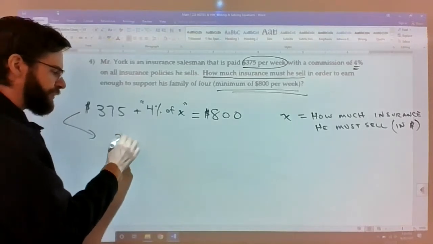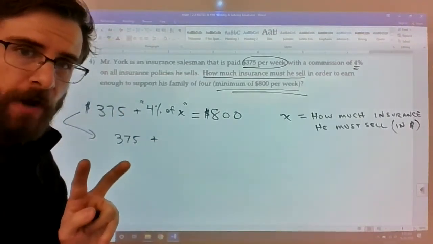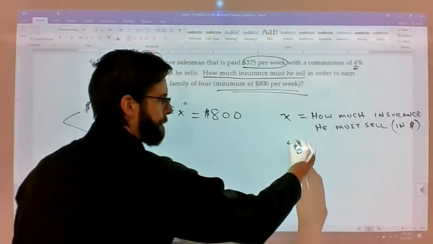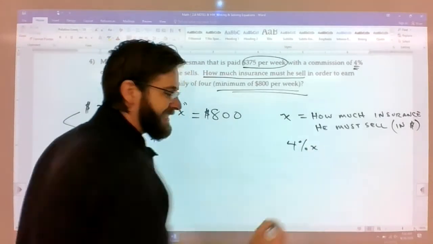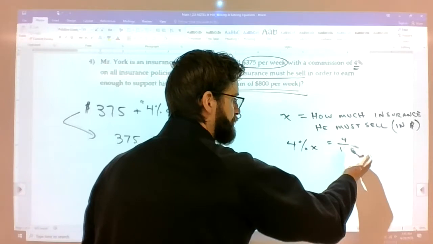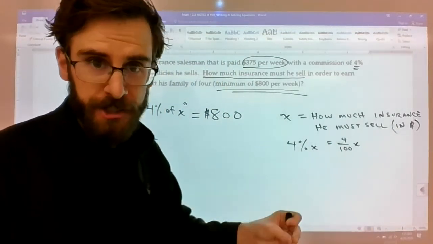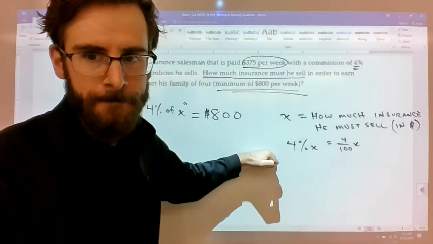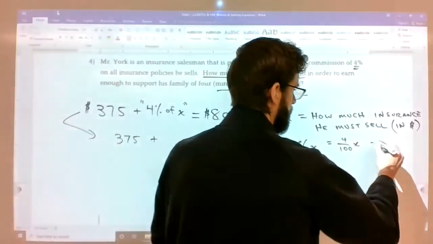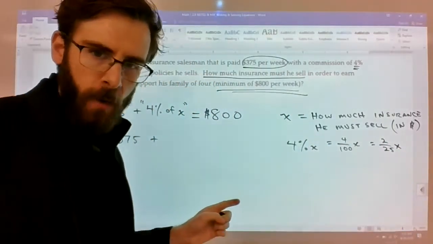I'm just going to say this is 375 plus, and now I've got two options to represent 4% of X. 4% X is the same as 4 divided by 100 times X, because that's what we're saying. We're saying per 100, he's getting 4 parts, okay? Which actually reduces down to 2 over 25. So we could go that route with it.